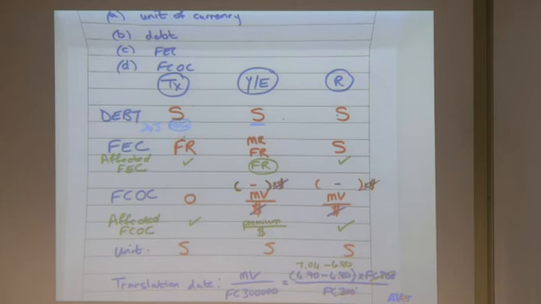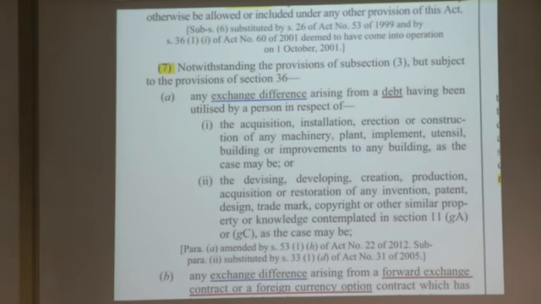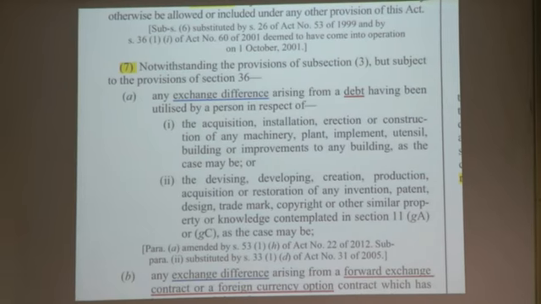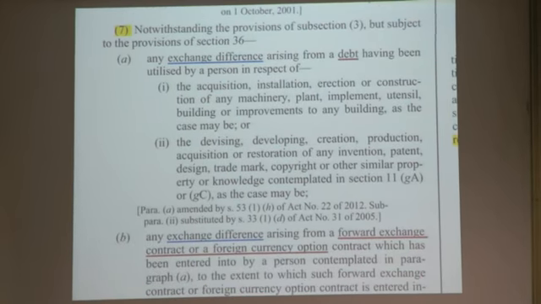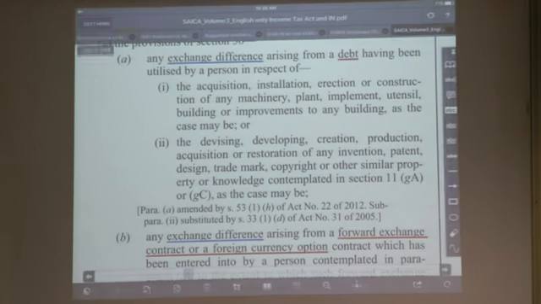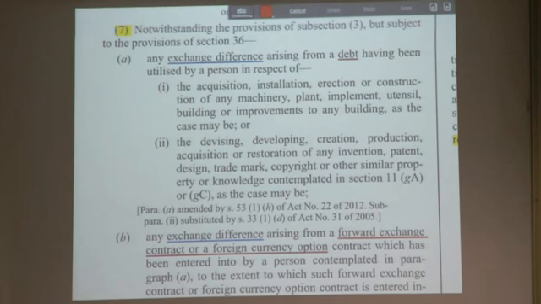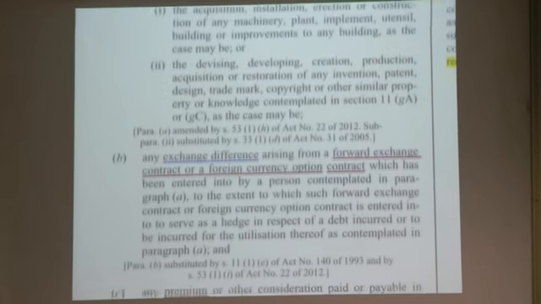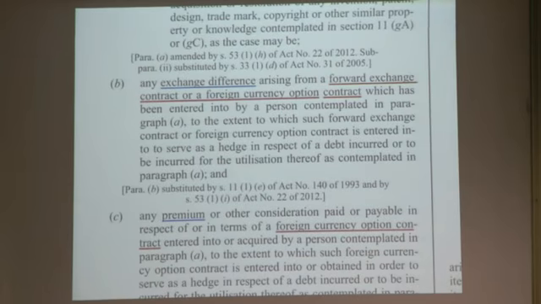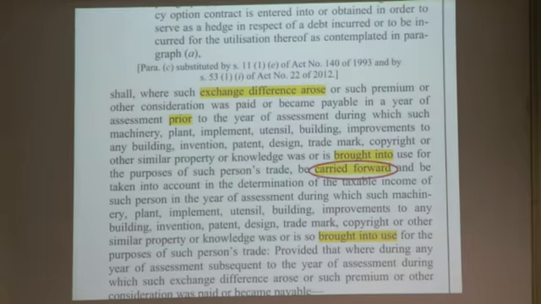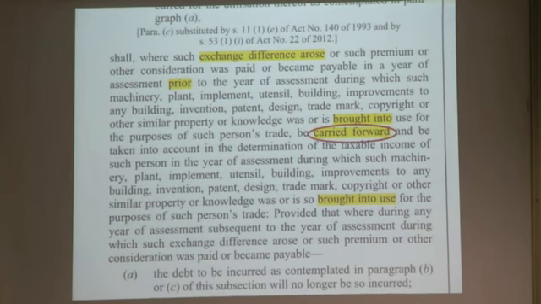So if we go now back into your legislation, if you look at sub 7, I'm not going to highlight too much there, but I want you to see, you look at all your exchange differences. So it's the exchange difference from your debt. In sub B, it's also the exchange difference from your forward exchange contract or your foreign currency option contract. Okay, and it's also your premium. So anything relating to 24I, whatever you've calculated, you're going to have to carry forward.